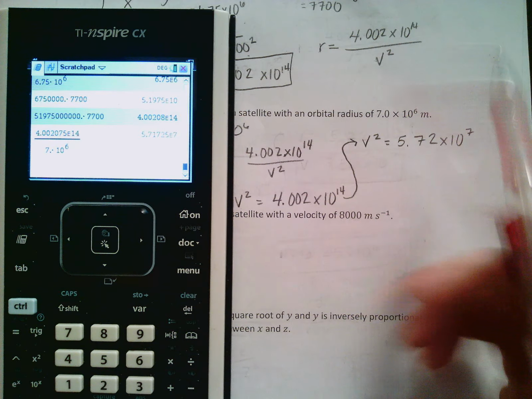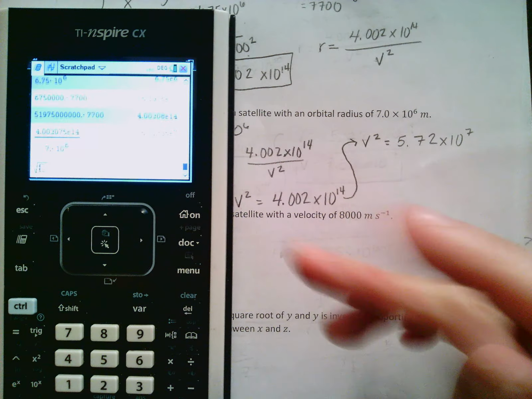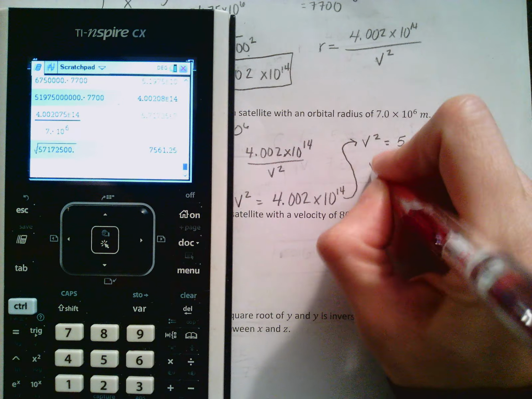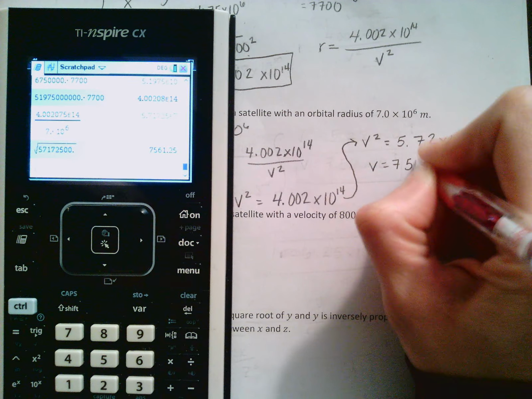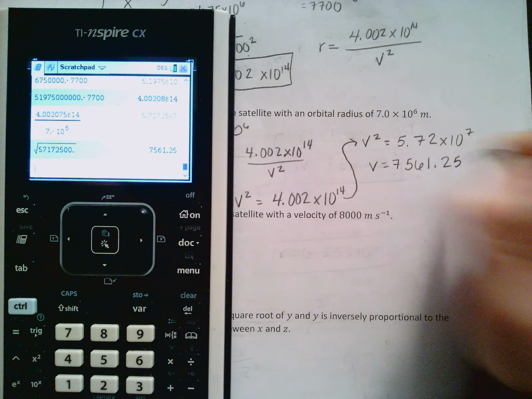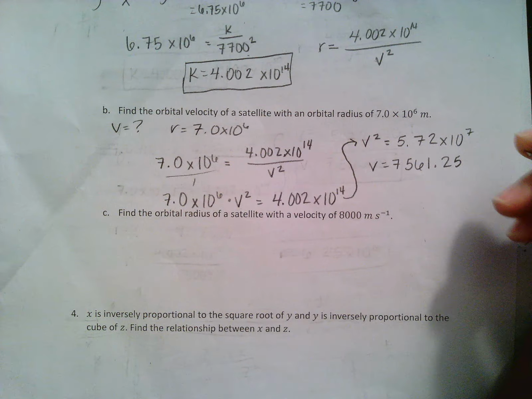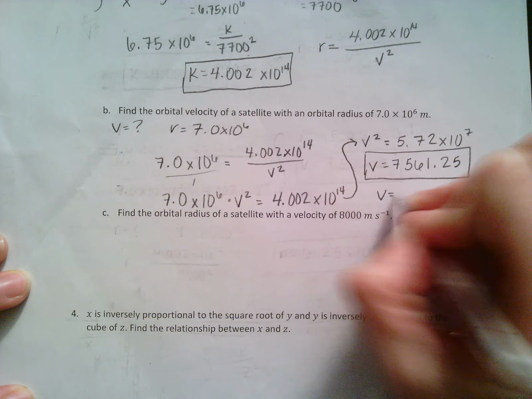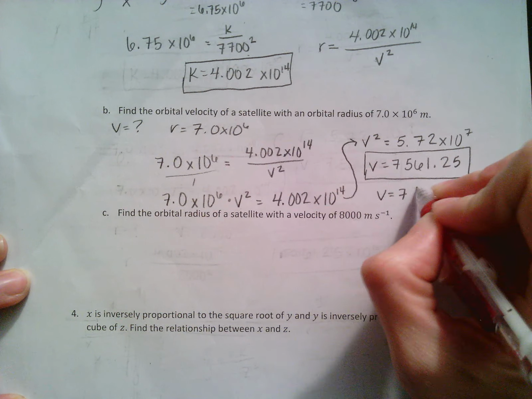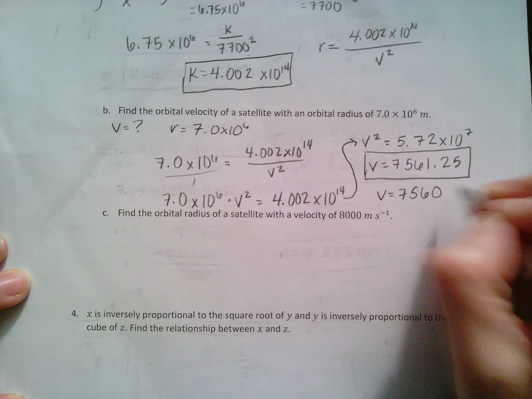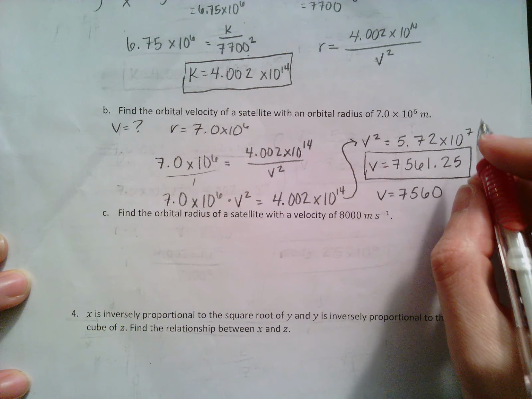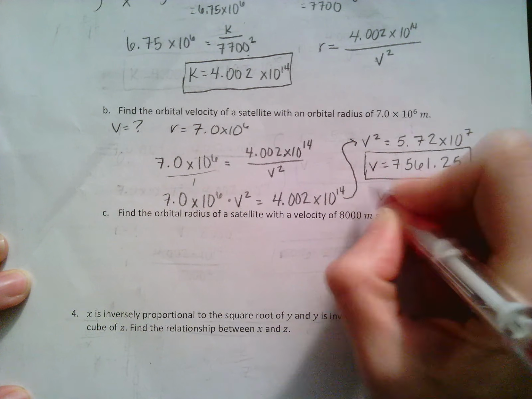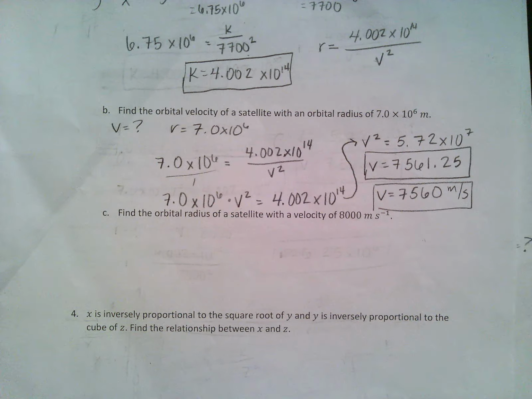In order to get V by itself, I get the square root of that, and I get that the velocity is 7,561.25. It does not say to round to 3 significant figures, so you could leave it like this. If you decided to round it to 3 significant figures, you would totally be within your right, and that would be 7,560. And the velocity is measured as meters per second. Either would be correct.